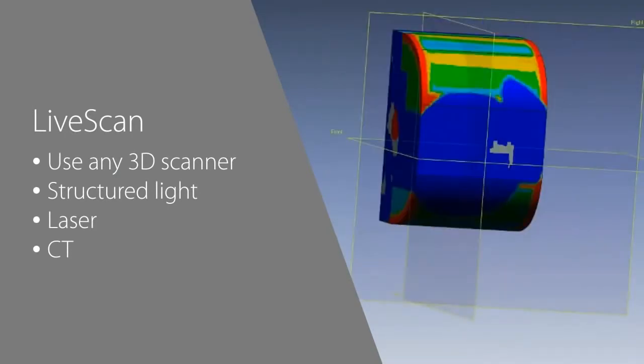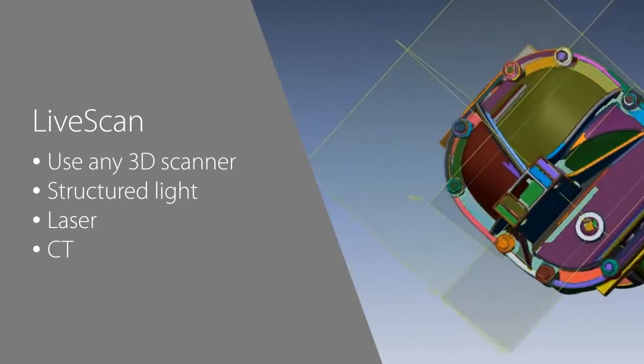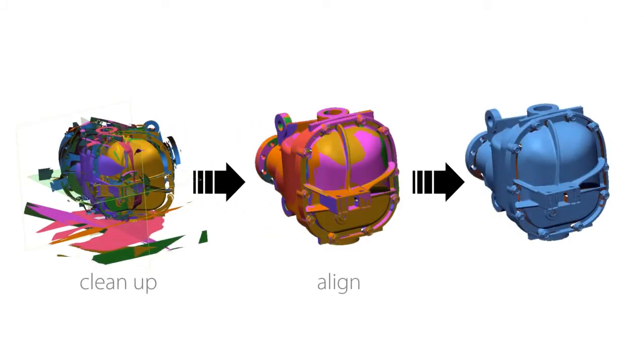You can also import point cloud and mesh data from any 3D scanner, including structured light, laser, and even CT scanners. Our legendary mesh editing tools are built in, enabling us to clean up, align, and merge the scans into a single object with ease. We'll start from a fully merged scan, and we'll save time by skipping most mesh cleanup since Design X can create CAD models from imperfect mesh data.